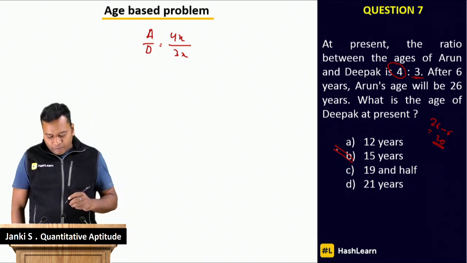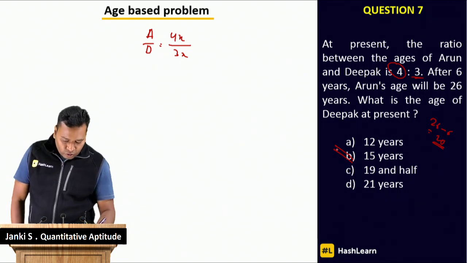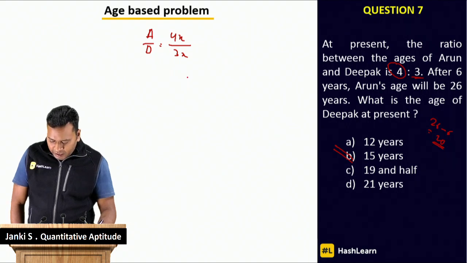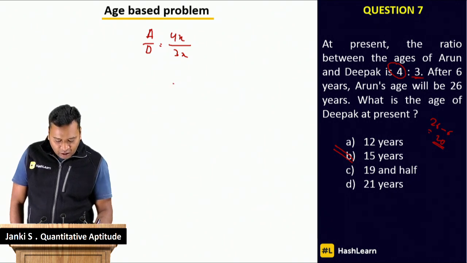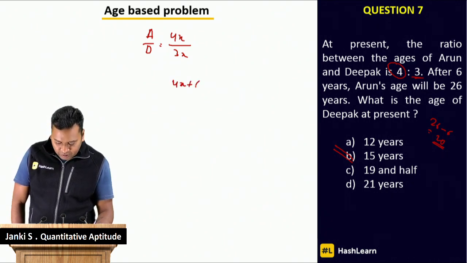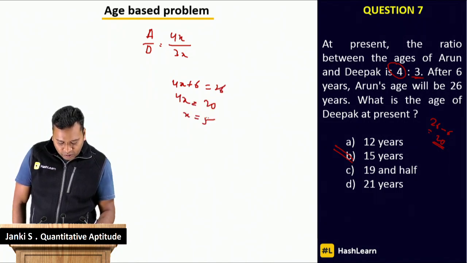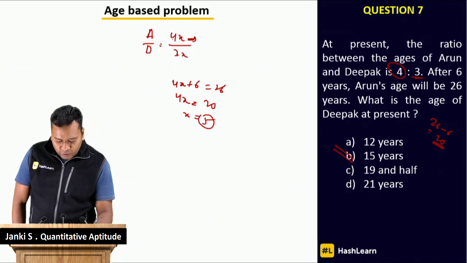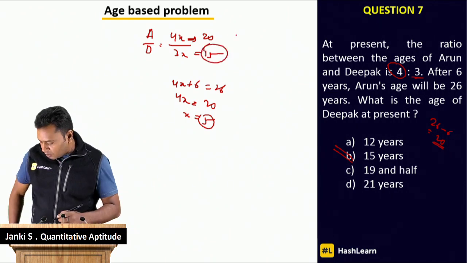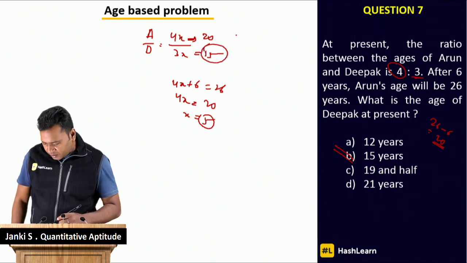But let's go by the format. So at present the ratio between the ages is 4 is to 3 after 6 years. So 4x, and now 4x plus 6 is nothing but 26. That means 4x is nothing but 20, x value is nothing but 5. So x value is 5, that means this is 20 and this is nothing but 15. In this case the value is nothing but 15. Right.